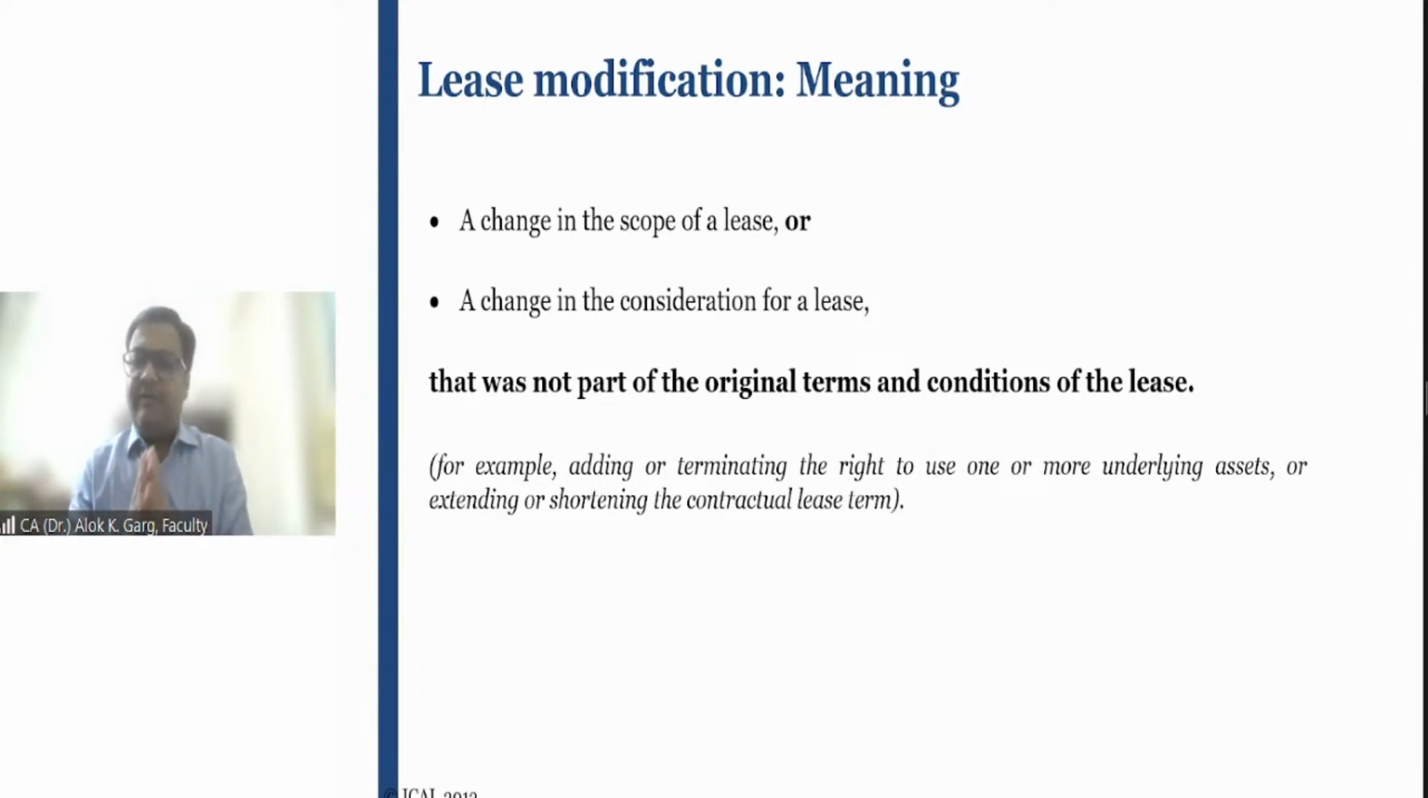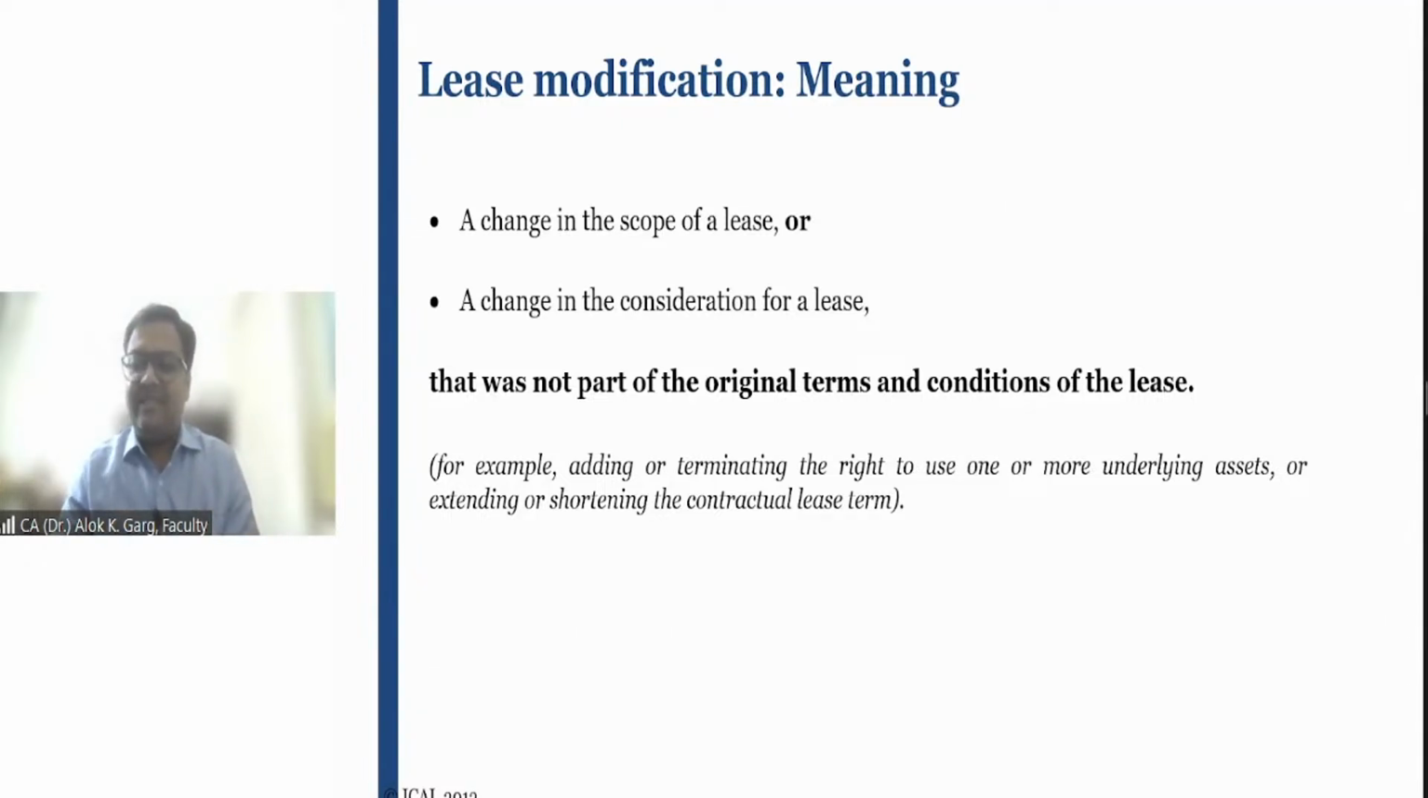When you entered into the lease agreement, you had already decided that I am the lessee, you are the lessor, and I will be paying a consideration of 20,000 rupees per month as lease payment. These are the lease terms and conditions. I am using 10,000 square feet of space, the second floor premises, covering, let's say, 10,000 square feet of area. So everything was clear on day one.